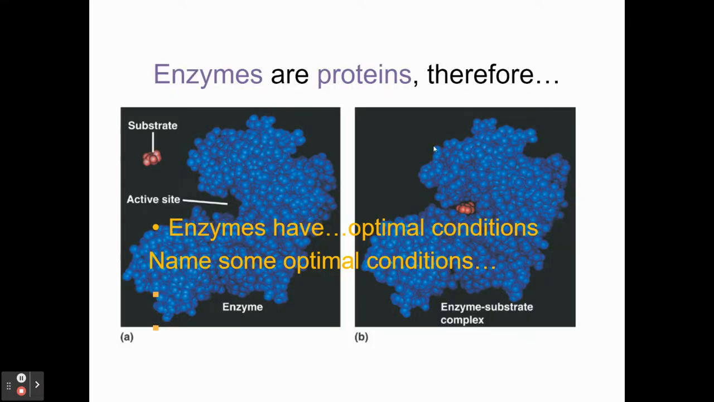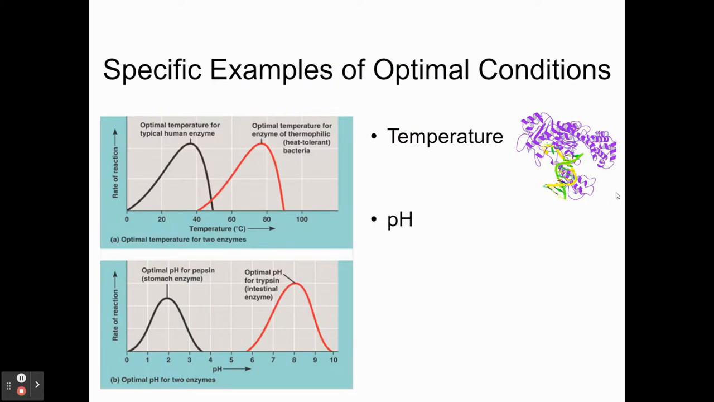And we all know that enzymes are proteins, therefore, they have optimal conditions. So, what are some of those optimal conditions that you got from your 3D enzyme modeling? All right, think. You probably thought temperature and pH. Yay! You got those correct.